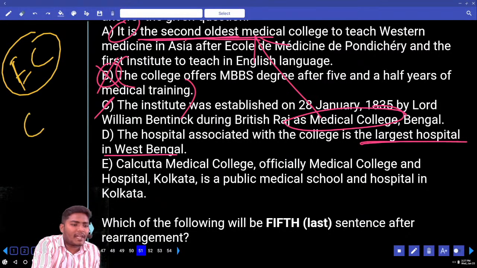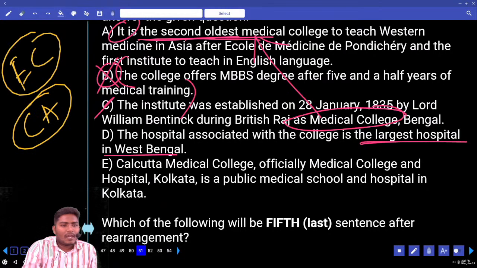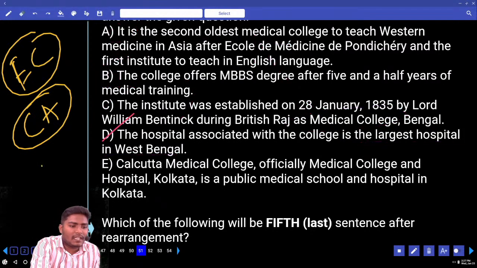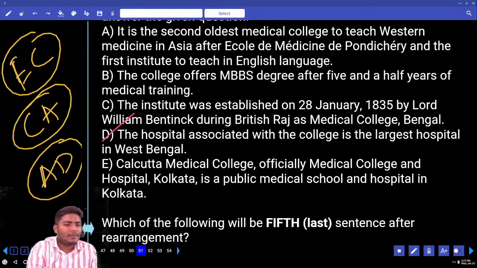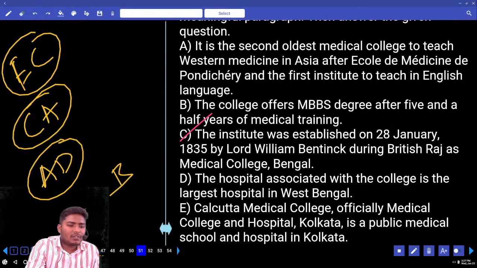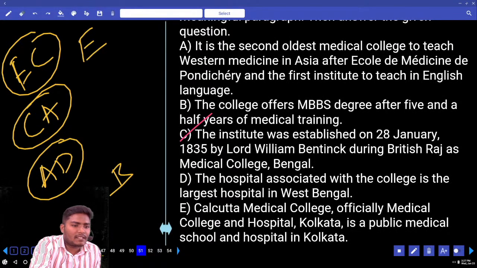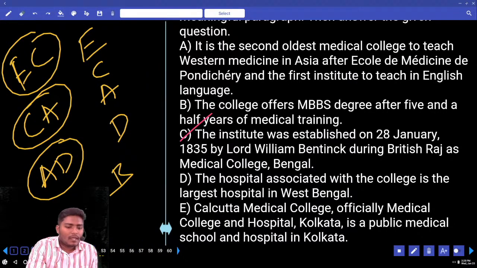Now C must be paired with what here? A. Now after A, what is the second feature we are left with? That comes with D. Now A must be paired with D. Now what is remaining finally? Only B is remaining finally. So how can we write it? Can we write it as ECADB? That is a rearrangement. Next one.